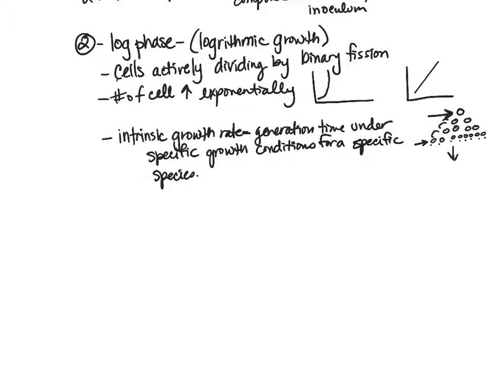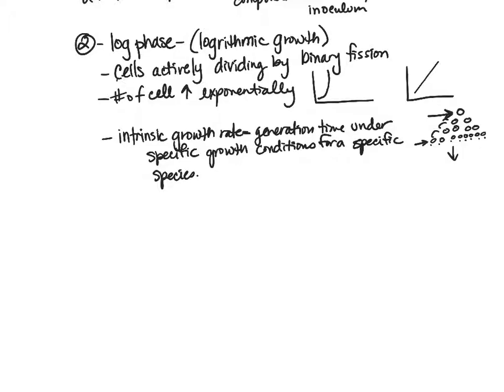Now if we left E. coli out on the table, which is generally about 30 degrees C, then it's not going to be 20 minutes. It would be longer than 20 minutes. If we put it in something perhaps that's slightly warmer than 37 degrees, it might go even faster. However, if we get too much warmer than that, say we get into like 45, 50 or so, then it's going to slow down again because it'll be too hot for the organism. So our intrinsic growth rate is the generation time given our specific growth conditions and given the specific species, right?